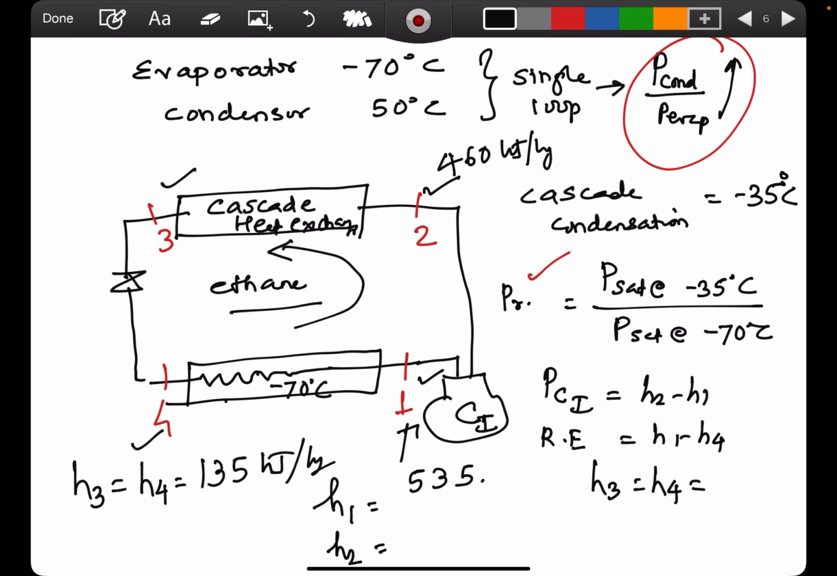Let us say that the capacity given for a low temperature cascade is 300 watts. So if this is 300 watts, then it means m dot into H1 minus H4 would be 300 watts. That helps us to calculate the mass flow rate of the refrigerant passing through the low temperature cascade.